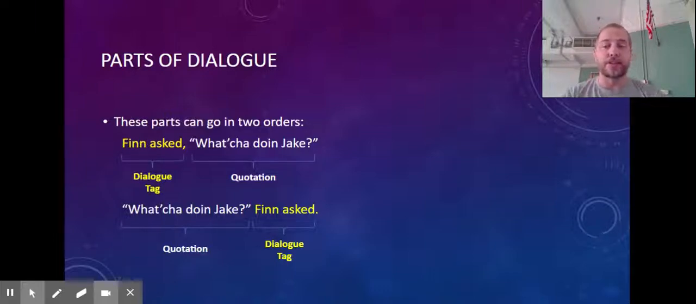Do you think the quotation is more important and it should go first? Or do you think the dialogue tag is more important and it should go first? You'll kind of naturally put these in the order you think they should be in as you're writing your narrative. But I want you to realize that there's no correct order. They can go in either direction.